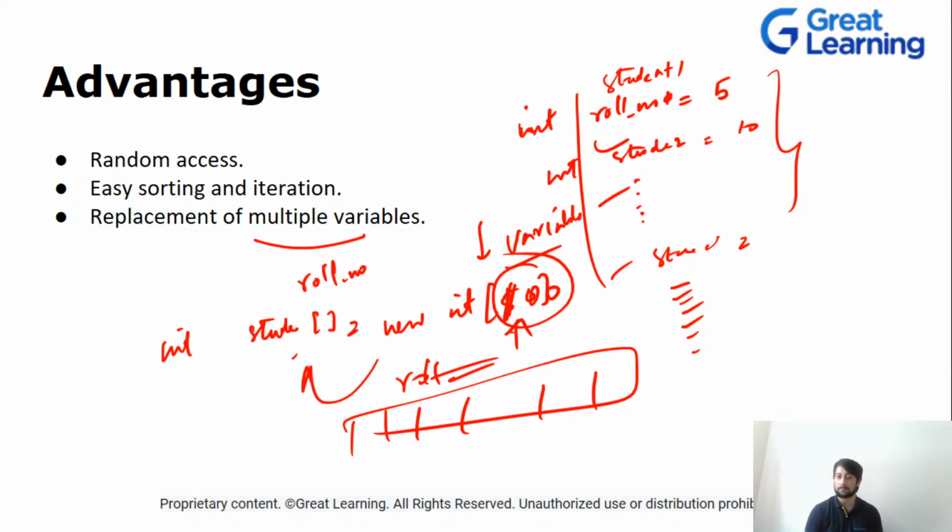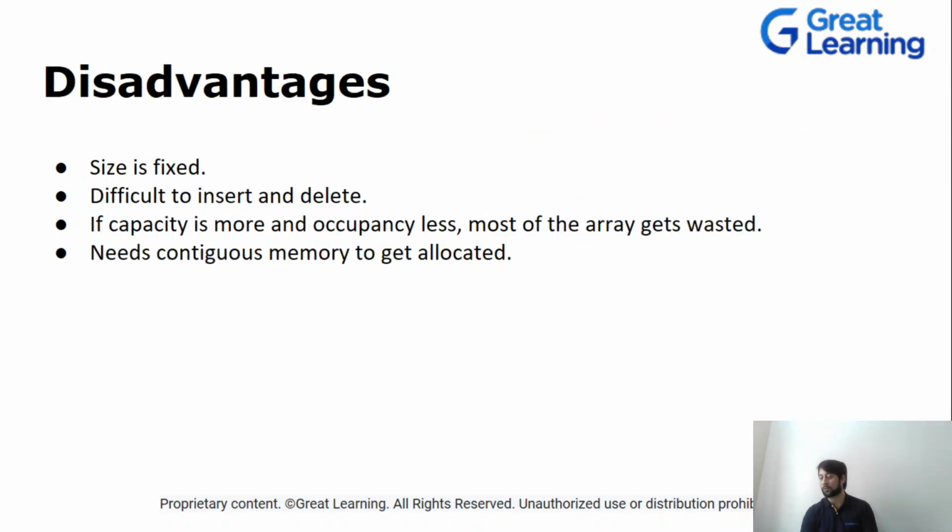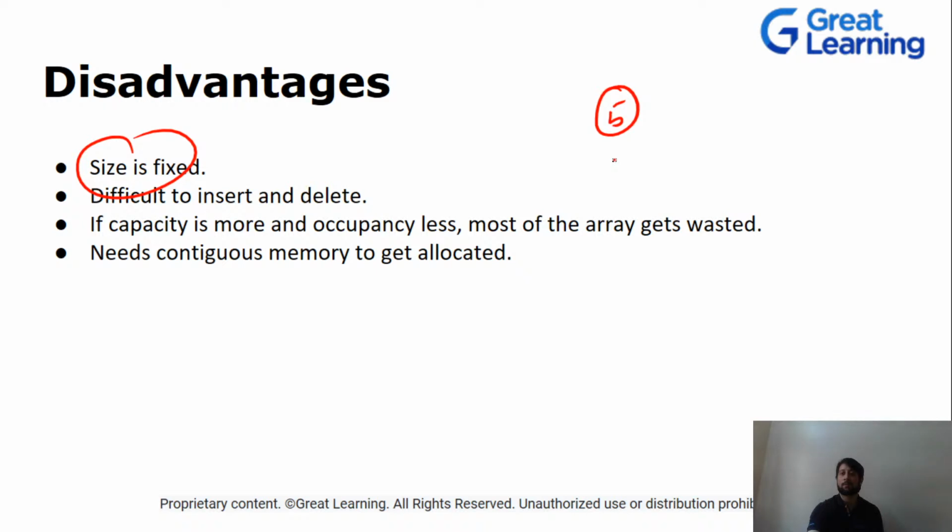Now, this is what you mean by replacement of multiple variables. Now, what are the drawbacks? You can easily think of the drawbacks: the size is fixed. That means if you have this 5 over here, that means this is the number of elements that can be stored in an array. You cannot store 10. The size is fixed. So this is not possible in arrays.